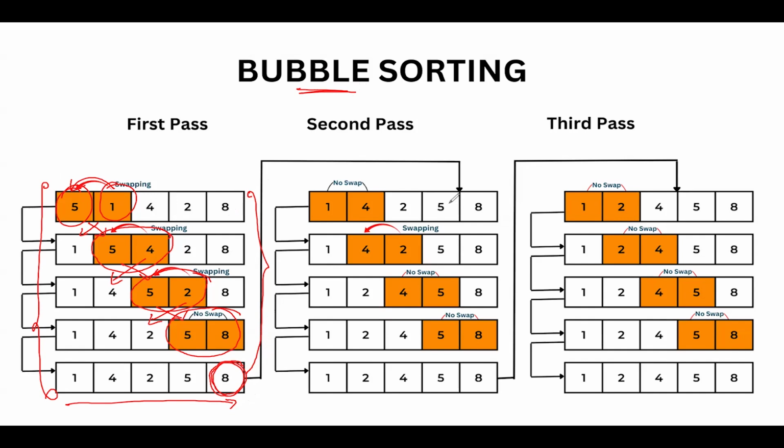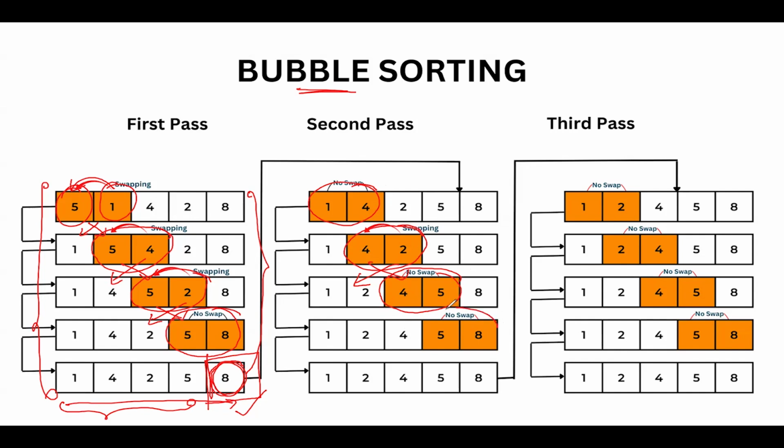If you see the next pass, I'm not going to touch this one. Now this has reached its correct position. Now I am only concerned about the next ones. So I'm going to compare the first two. As you can see, it is in a correct position, hence I'm not going to swap. I'm going to compare these two, but this requires a swap. Hence, 2 comes over here, 4 comes over here. Next, I will compare 4 and 5. This is in a correct position.